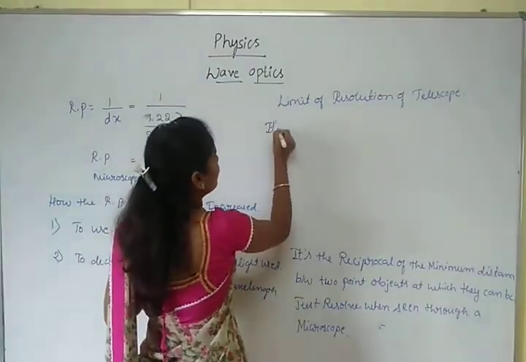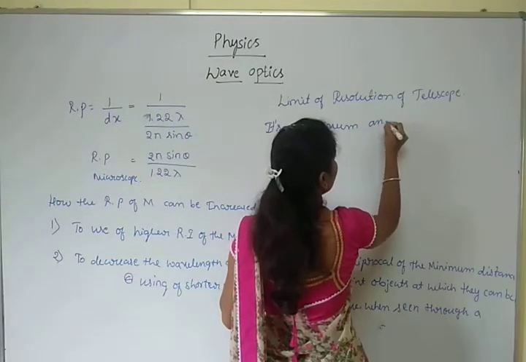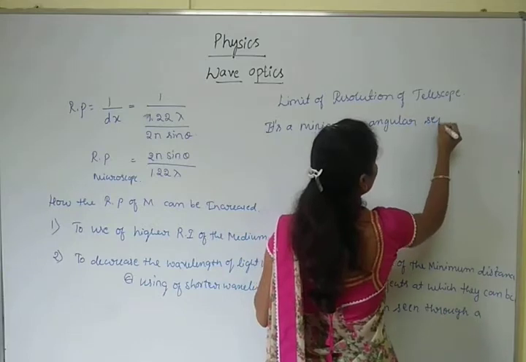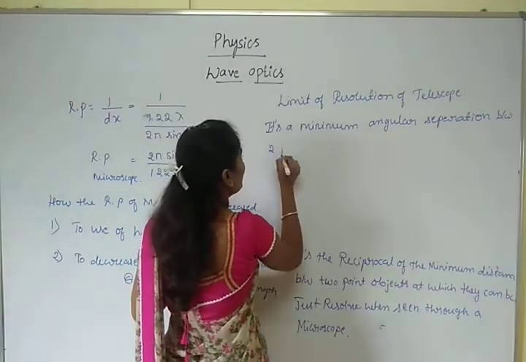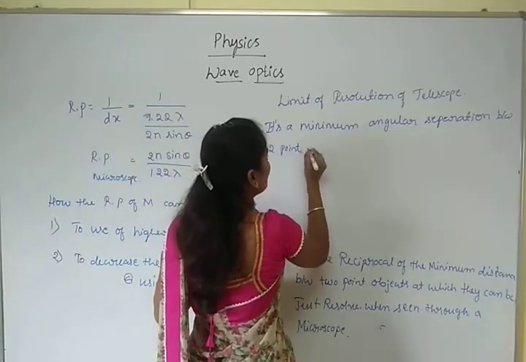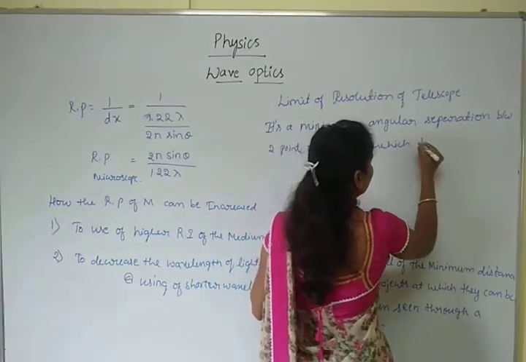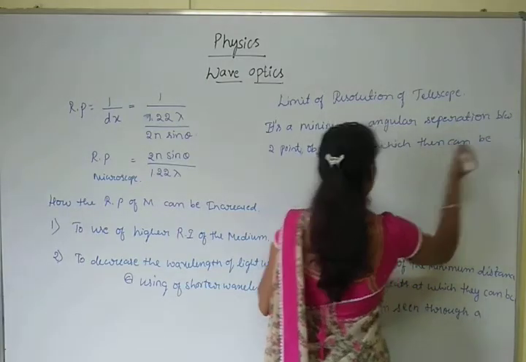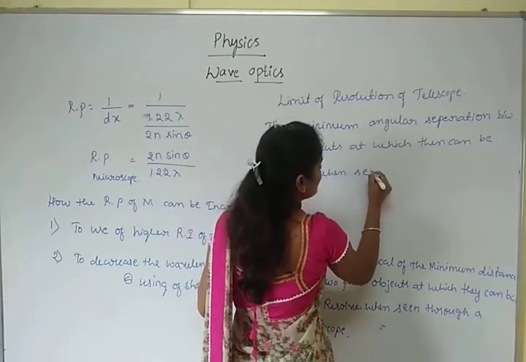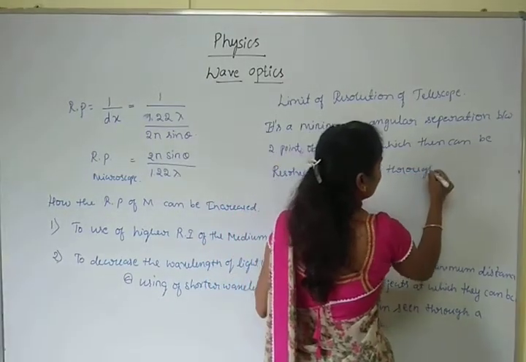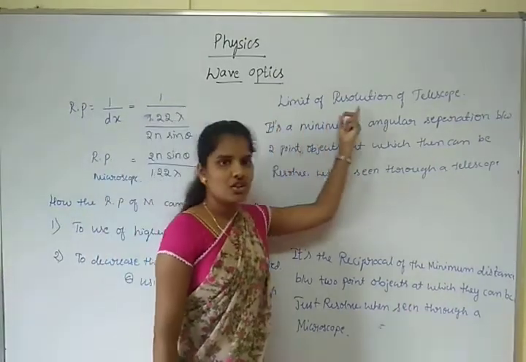So it's the minimum angular separation between two point objects at which they can be resolved when seen through a telescope. That is called the limit of resolution of a telescope.